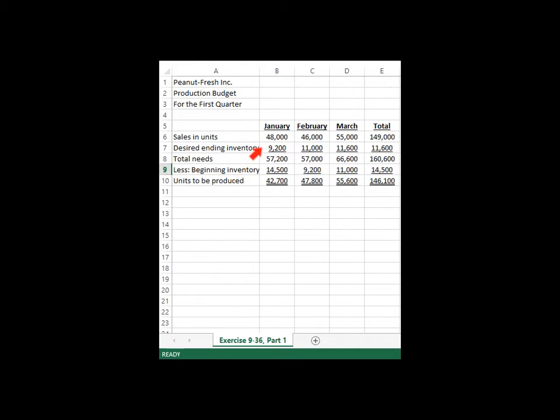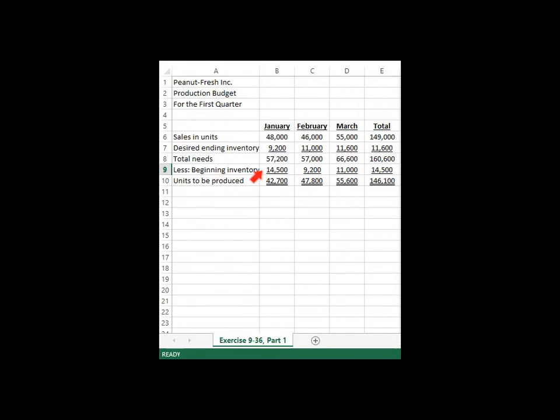So 9,200 is 20% of 48,000, and so on. Also, desired ending inventory for March is equal to the total. As you remember, the last month's ending inventory is equal to the end of the year, or the total. Total needs, I added all these up together, which was the sales in units and desired ending inventory.